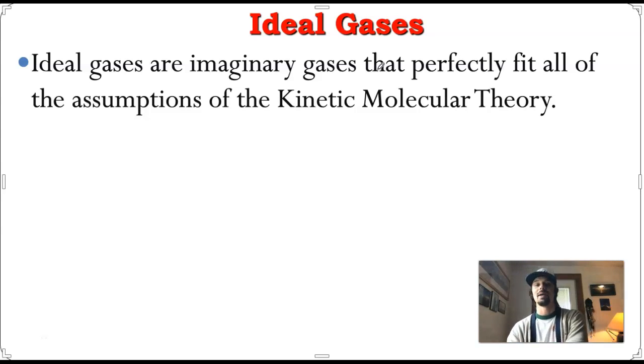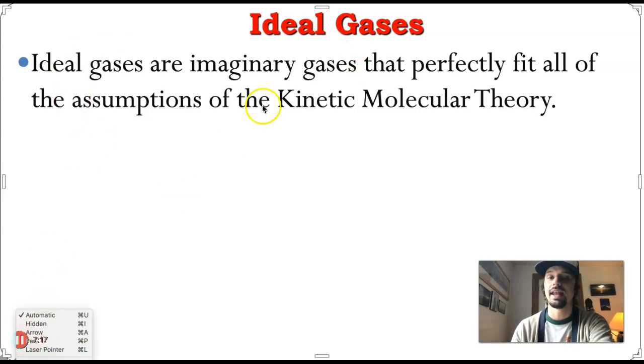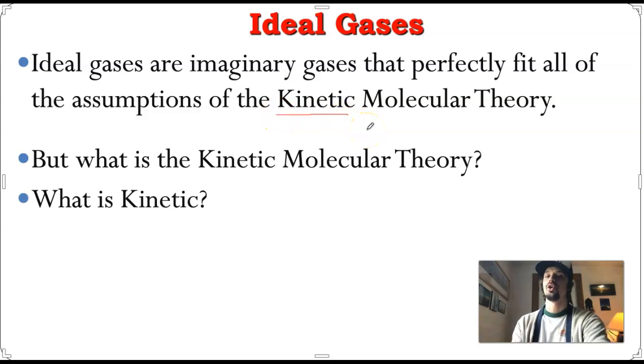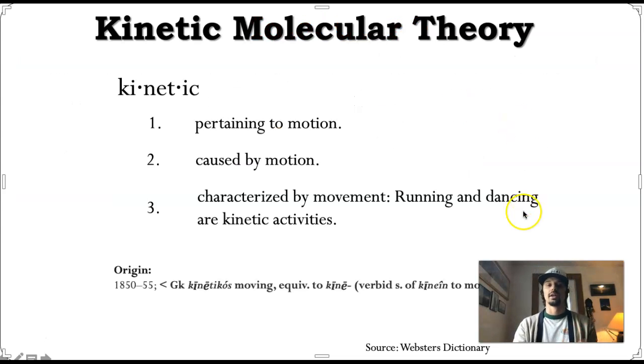Ideal gases are based on a perfect world, with assumptions that perfectly fit the kinetic molecular theory. Another key term for today: kinetic molecular theory. Well, kinetics, what does that mean? Kinetics, hopefully you've heard that term before, is movement. Kinetics is movement. So the kinetic molecular theory is a theory trying to explain the movement of what? Molecules. So kinetics means motion or movement.